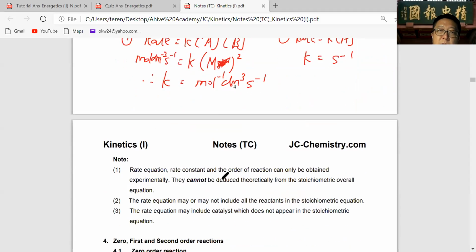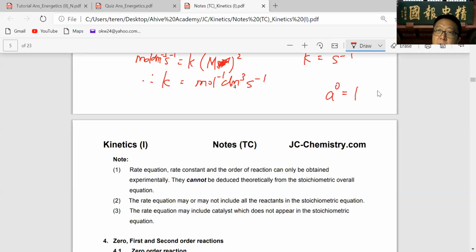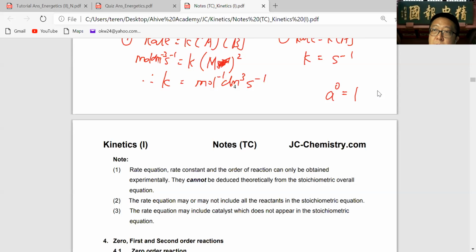Rate equation can only be determined experimentally. Your rate equation may or may not include all the reactants in the stoichiometric equation, right? Just now we have seen the iodine was missing, because iodine was zero order. Zero order, we don't care. No point writing A to the power of 0, which is 1. You remember you learned this under indices in maths? Anything to the power of 0 is always 1. 1 times anything is the thing. So we never write 1. Same idea.